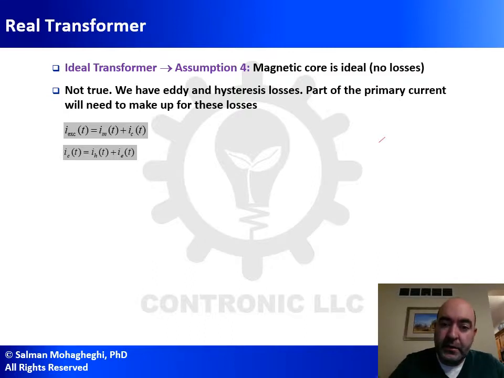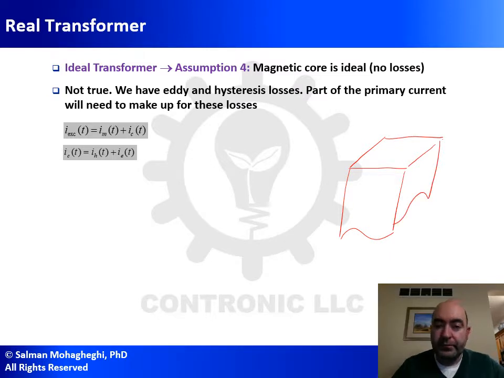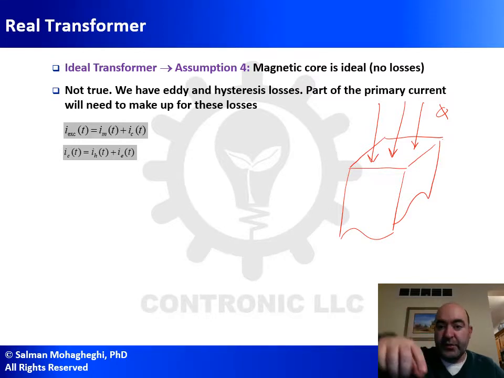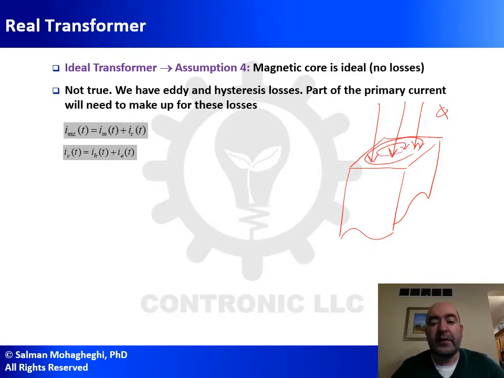So eddy losses are actually a very interesting phenomenon. Consider this magnetic core. Let's say I have a magnetic flux that is crossing the core like this. Once I have the magnetic flux crossing the core, and the core itself is a conductor, using the right-hand rule, if this is the direction of the flux, let me show it in front of the camera. If this is the direction of the flux, my four fingers will show the direction of the current that is going to be induced in that conductor as a result of the flux. So I will have currents that will be circulating in this direction.